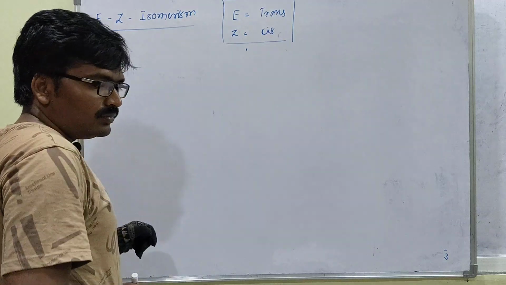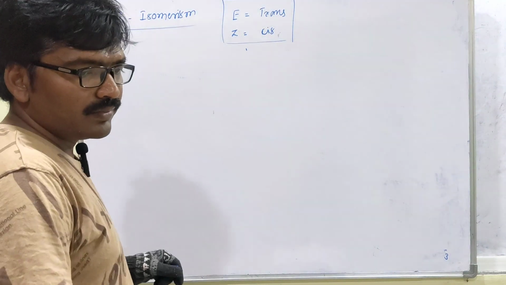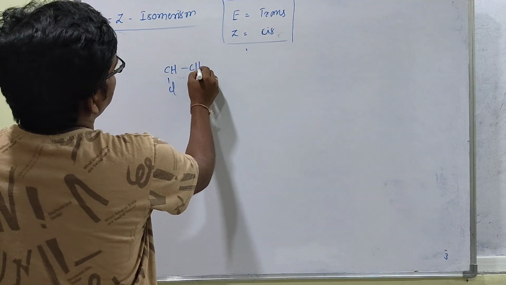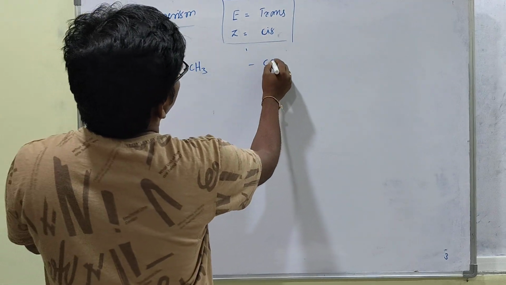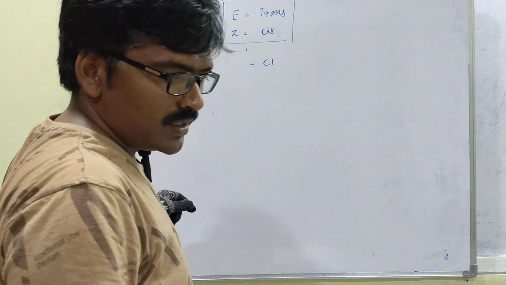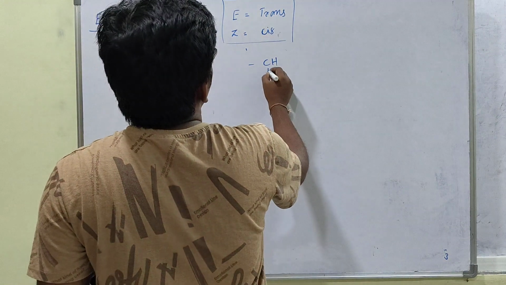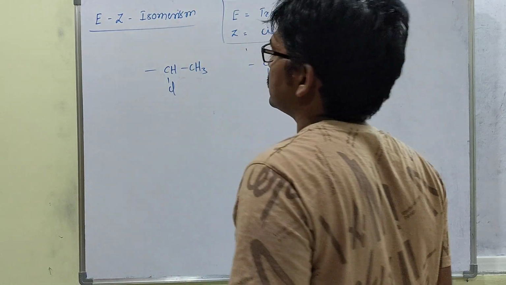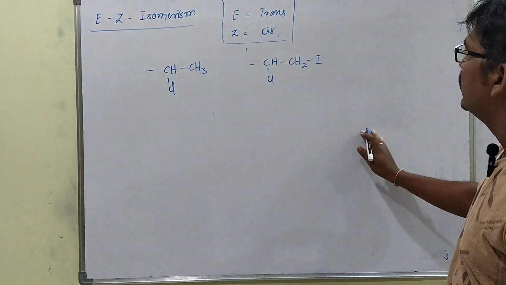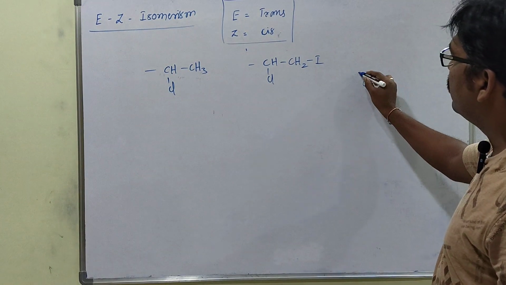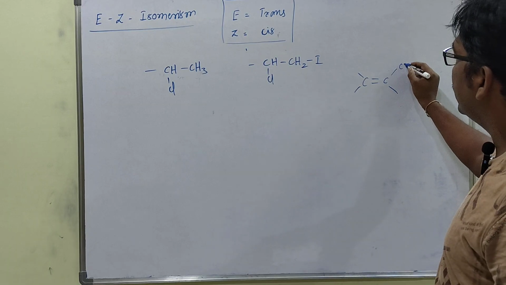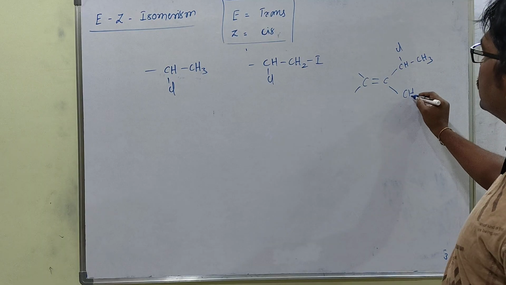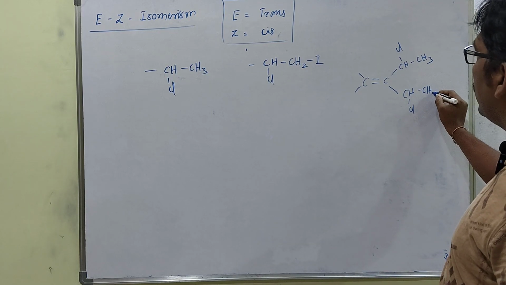Third rule. Example number 3: CHCl=CH3, and then one more, CHCl=CH2I, like this. Look, my dear students: in the C double bond C, one double-bonded carbon atom contains CHCl, CH3, and the other contains CHCl, CH2I.